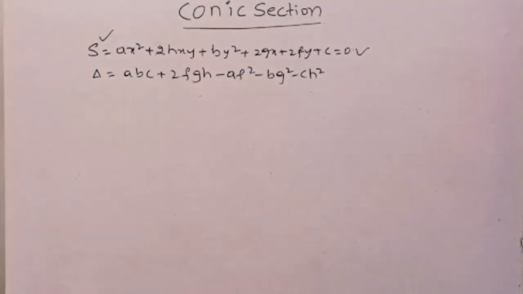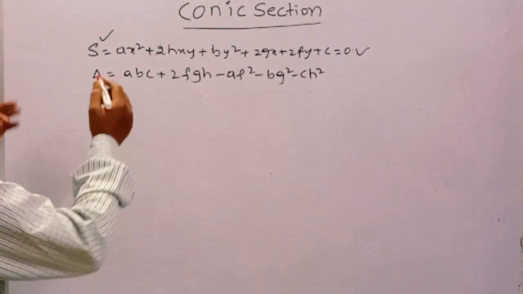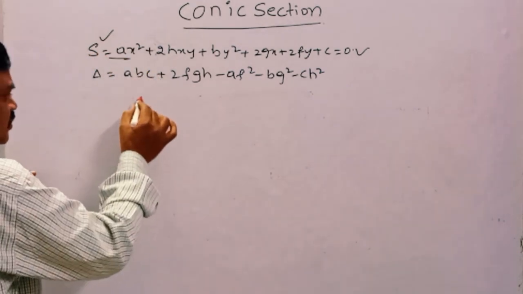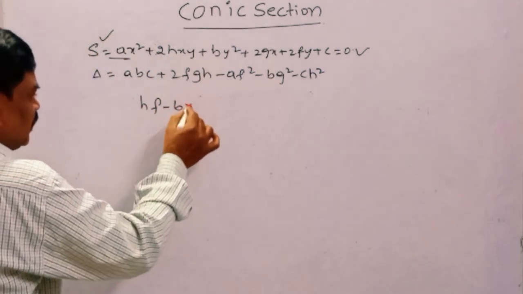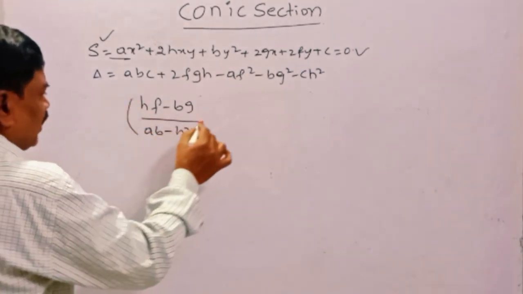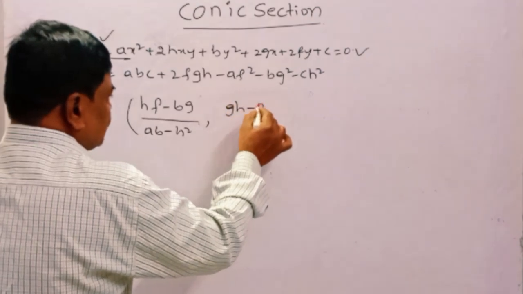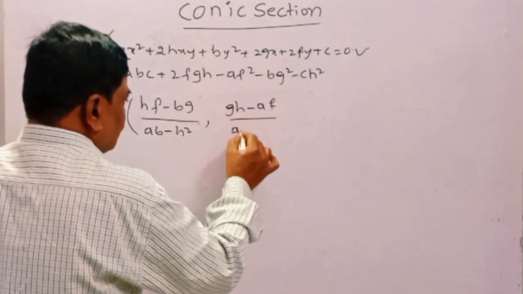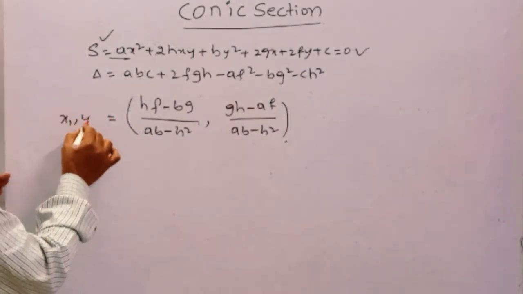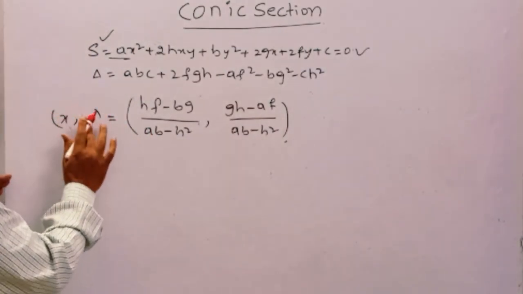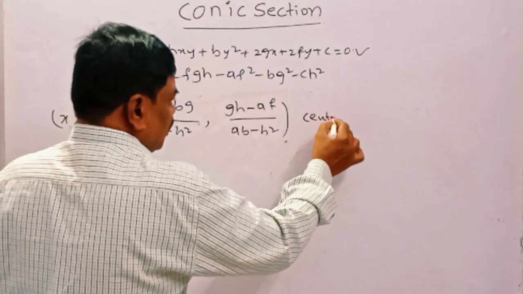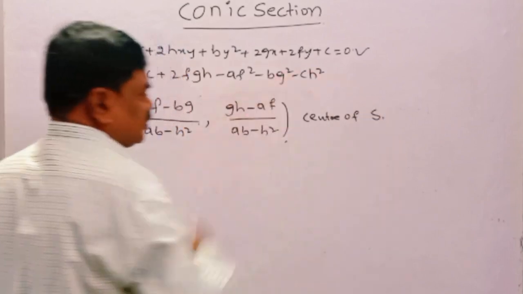I already told you here, center of the conic section. This center of the conic section is (hf minus bg) by (ab minus h square) and (gh minus af) by (ab minus h square). This is the center of the conic section, x comma y, center of the conic section.